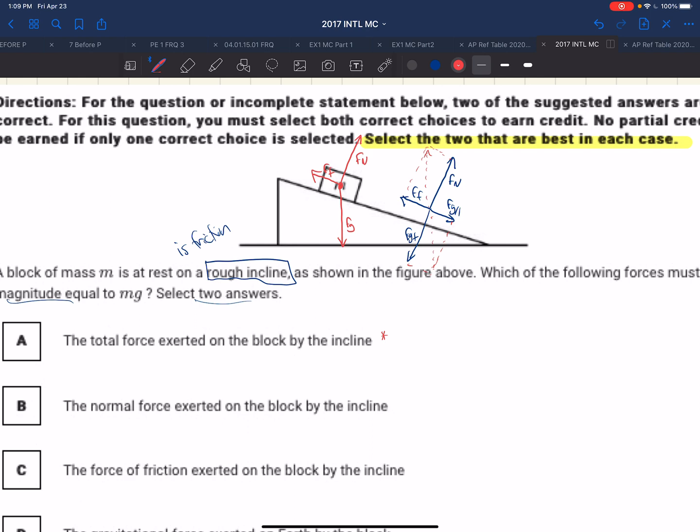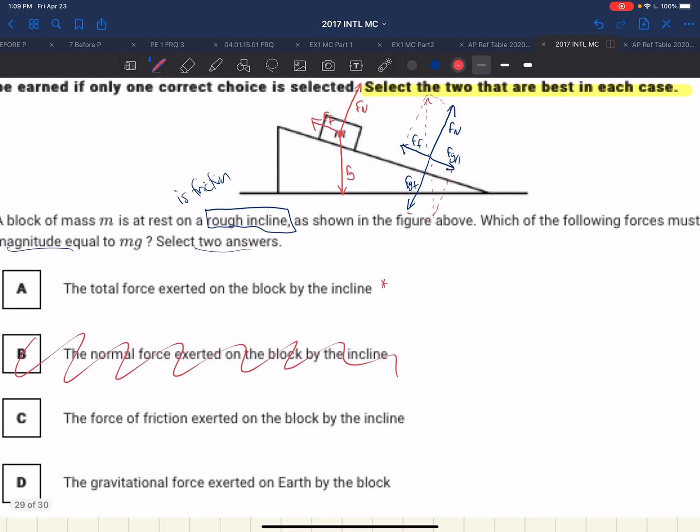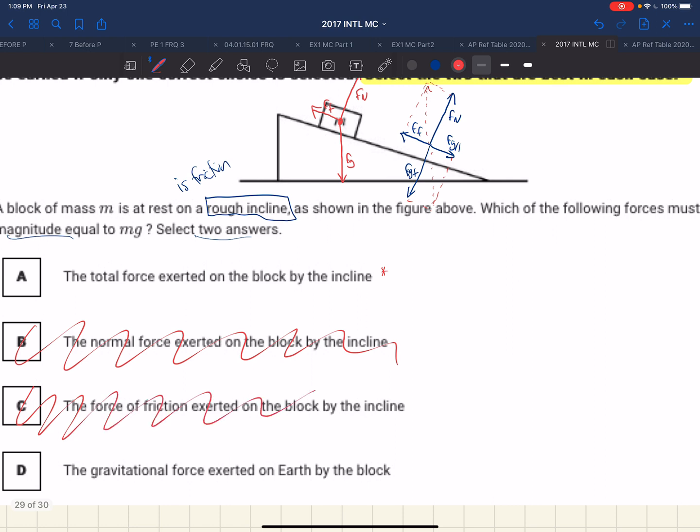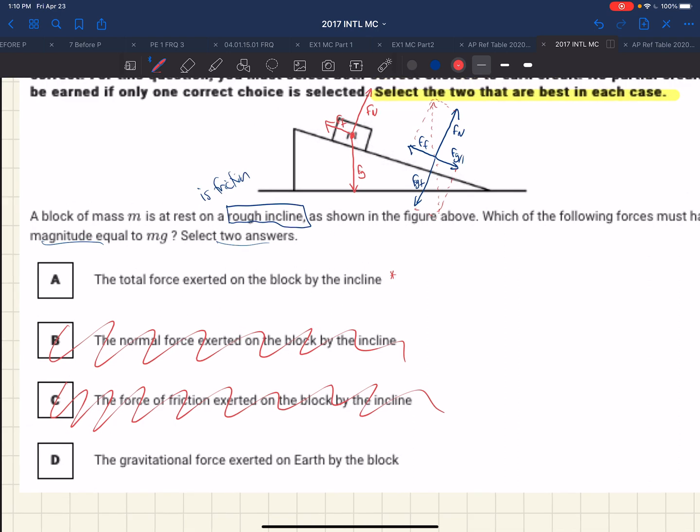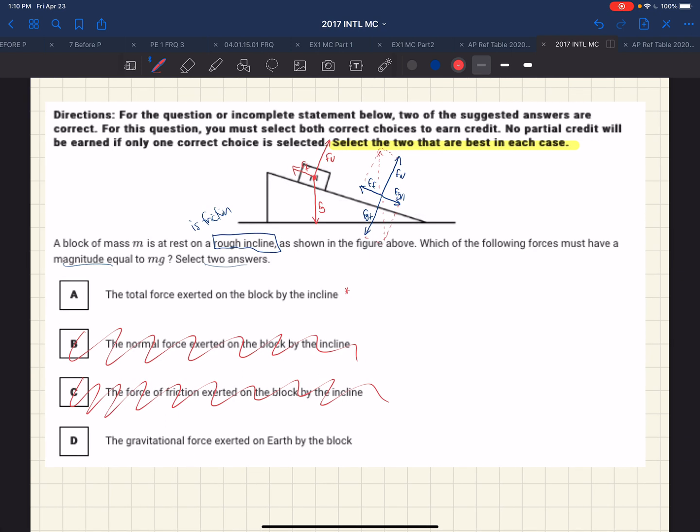Absolutely not. The normal force is equal to the force of gravity perpendicular, which is a component of the weight. The force of friction clearly is not equal to mg. So we have eliminated A and C, which gives us two choices. The gravitational force exerted on the Earth by the block. What forces must be equal to mg? Well, for every action, there's an equal and opposite reaction. So the force of the Earth on the block is equal to the force of the block on the Earth, and vice versa. So D is a reasonable answer, is a good answer.